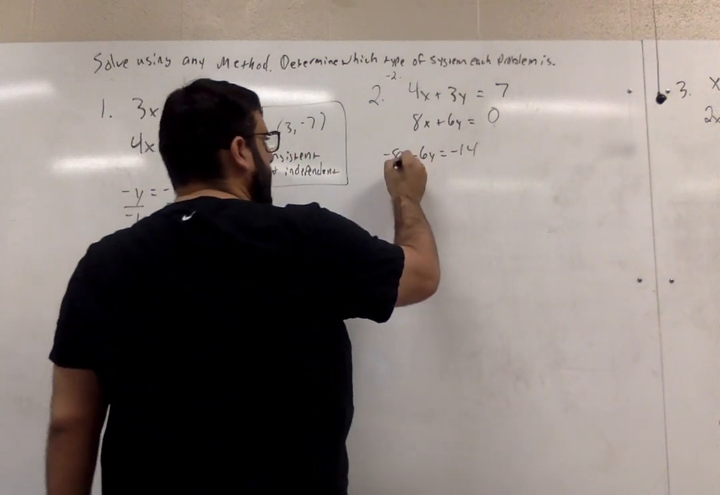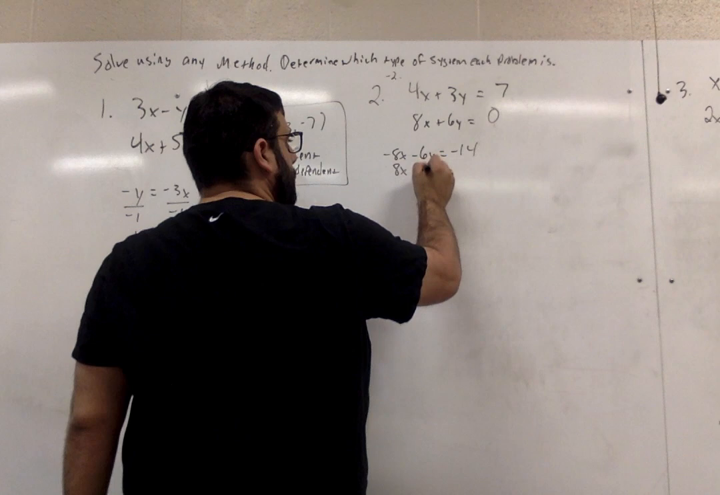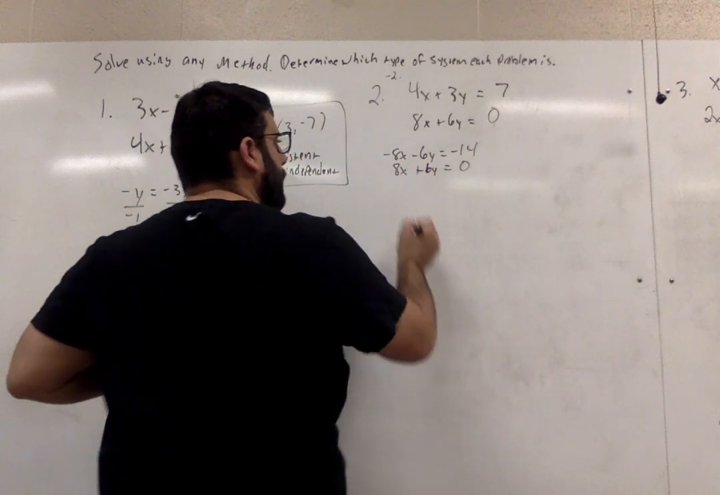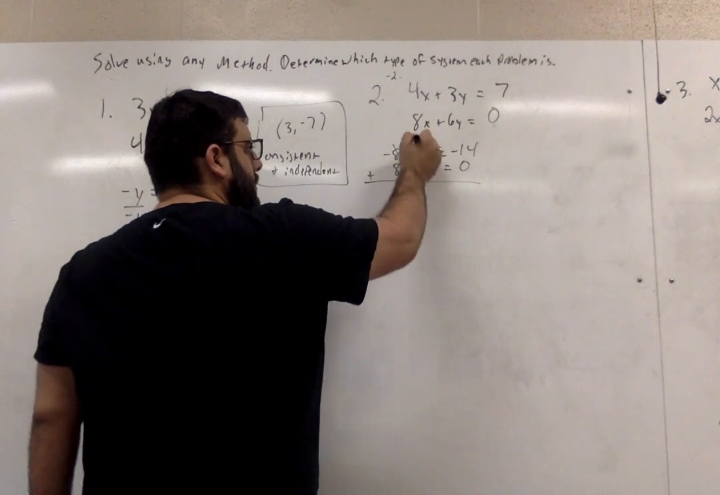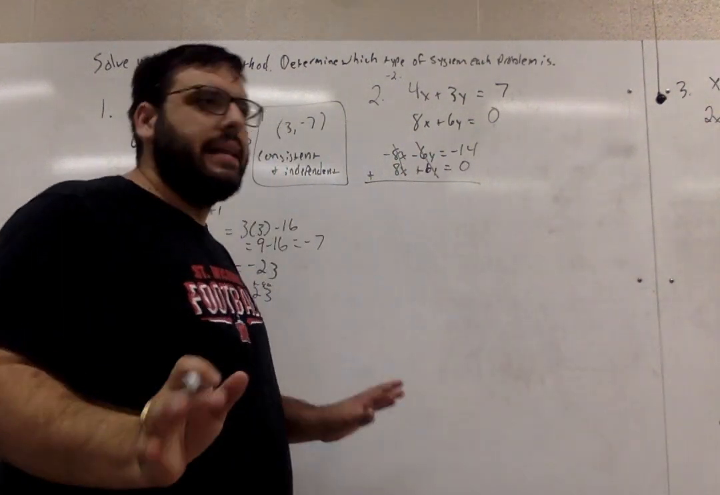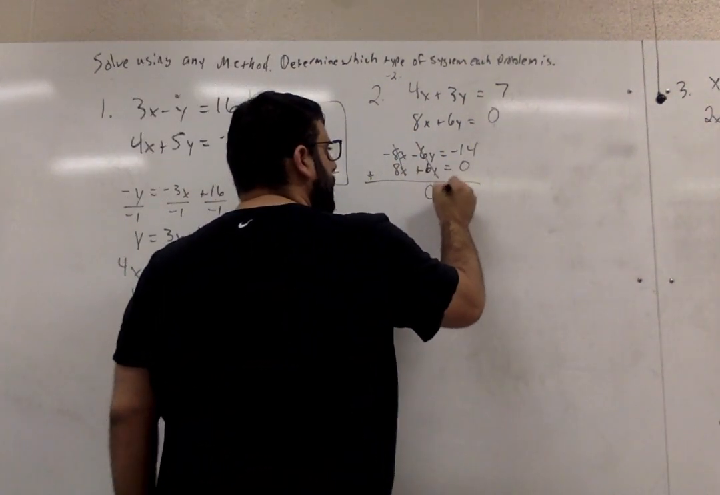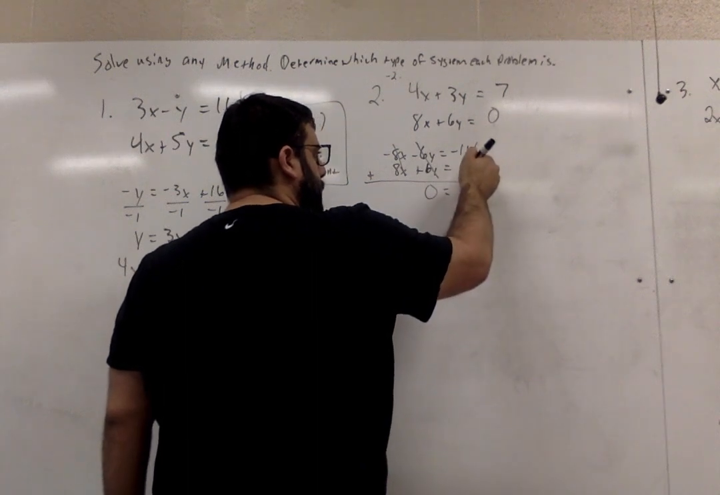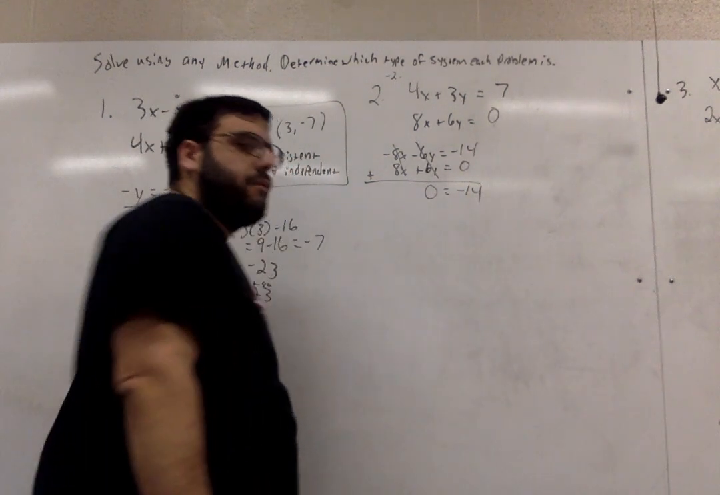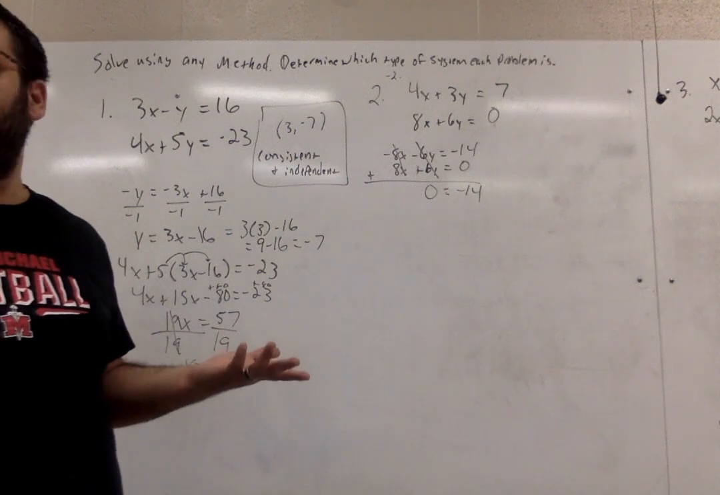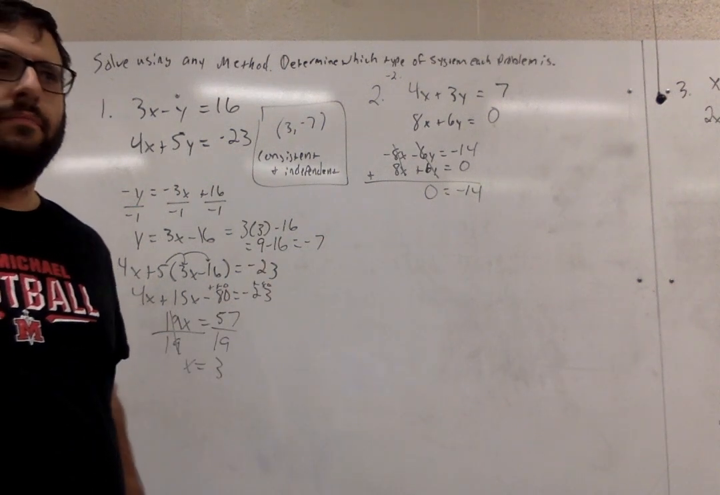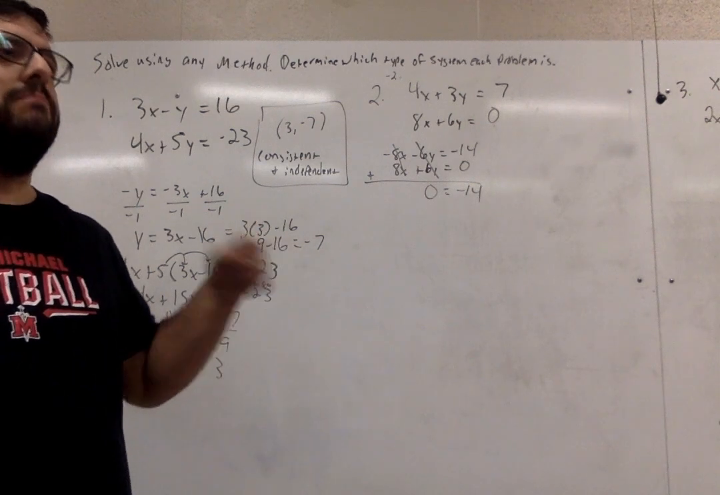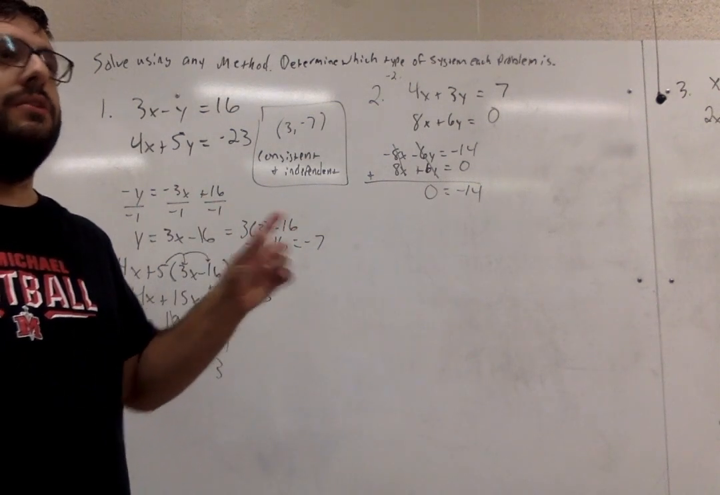And then, of course, I have the second equation, 8x plus 6y equals 0. Combine those, watch what happens. These cancel out. These cancel out. I now have nothing on this side, so 0 equals -14 plus 0, which is -14. A 0 equal to -14. No. So what's my solution here? Inconsistent. It's inconsistent, but what solution is it? What's the solution? No solution.